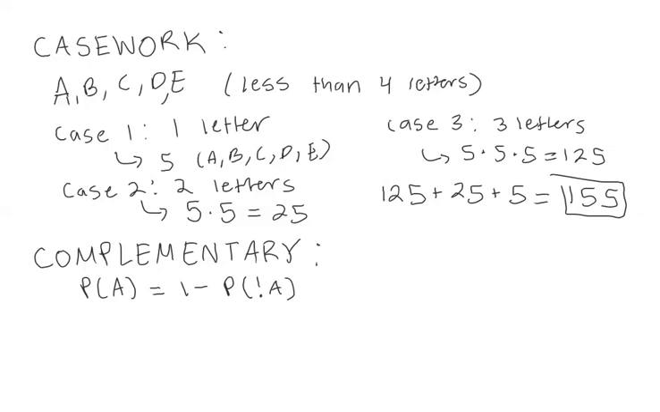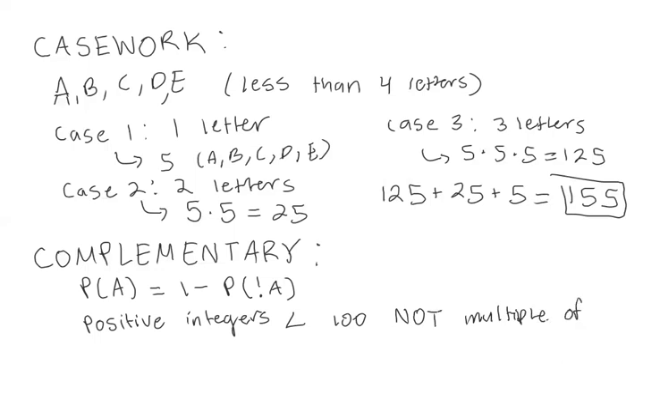And here's an example. So let's say how many positive integers less than 100 are not multiples of 5. So first, how many total numbers do we have? We have 1 through 99. So this is 99 numbers.